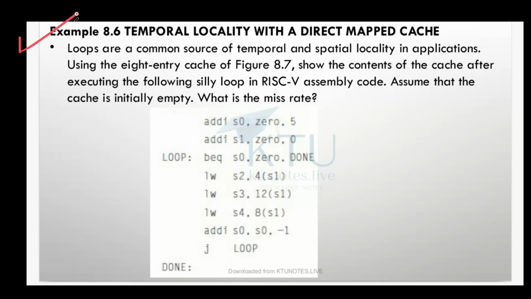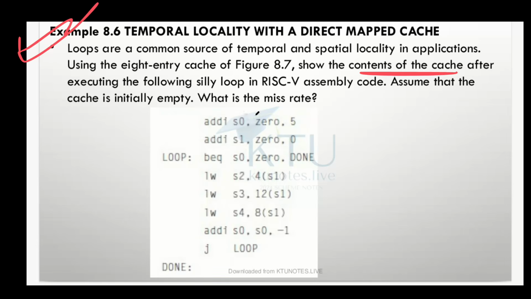Now let's solve an important question here. Similar questions can be asked, so you have to understand this question which is there in the textbook. So first let's understand this question. Loops are a common source of temporal and spatial locality. We know loops, we have learned it is temporal locality. Show the contents of the cache after executing this code.